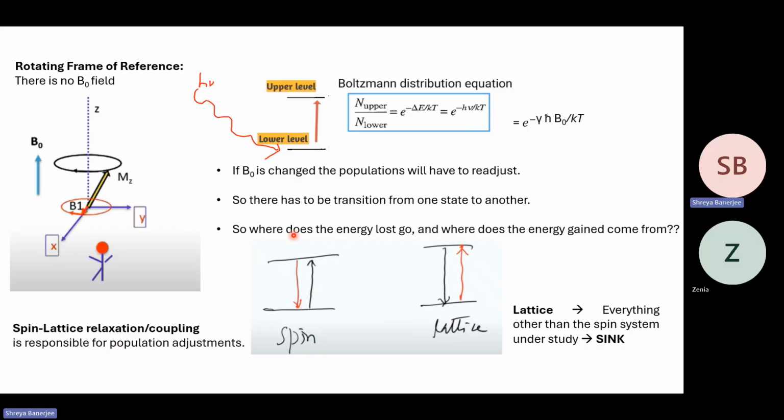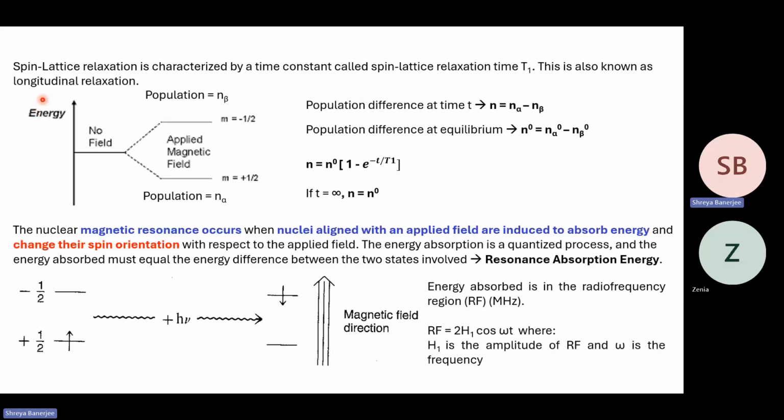This kind of phenomenon is called spin lattice relaxation or coupling. Suppose there is a population adjustment happening. Some nuclei are going to the upper level, so they have to absorb energy. They are absorbing it from the lattice. Or some nuclei have to come down to the lower level, so they are giving out energy. That extra energy is also absorbed by the lattice. So any kind of population adjustment like this is called spin lattice relaxation or coupling. Spin lattice relaxation is characterized by a time constant called the spin lattice relaxation time T1, also known as longitudinal relaxation.